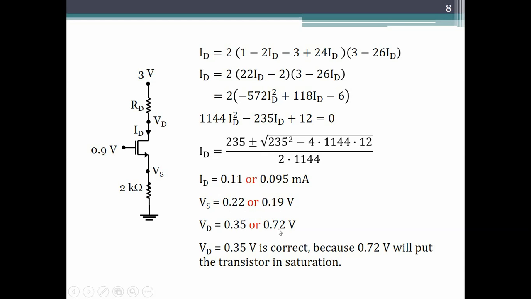Only one of them will put the transistor in triode, as we've seen before. If both of them put it in triode, that means we made a calculation mistake. So in our case, 0.72 will put the transistor in saturation. As we already saw, Vd greater than 0.5 is saturation, and we know the transistor is in triode. So the correct answer is 0.35 volts.